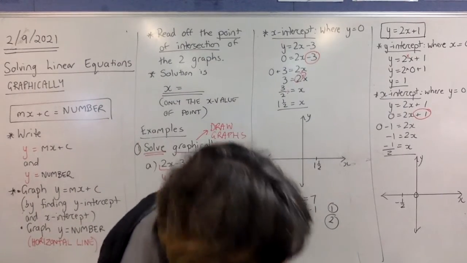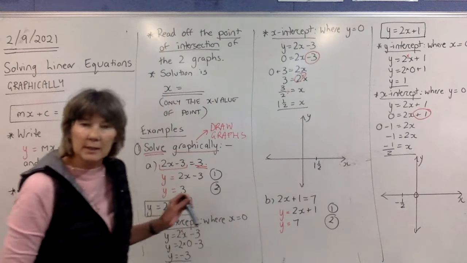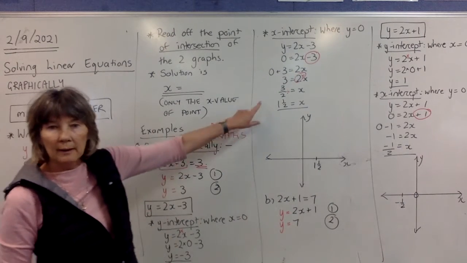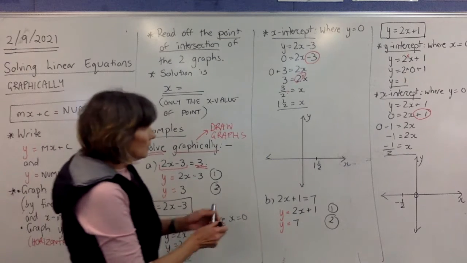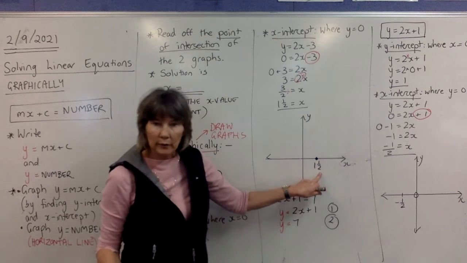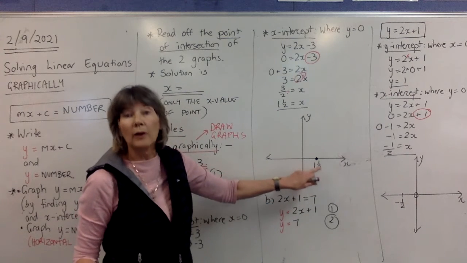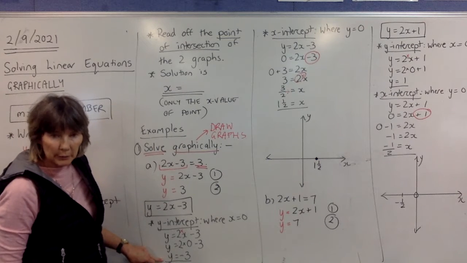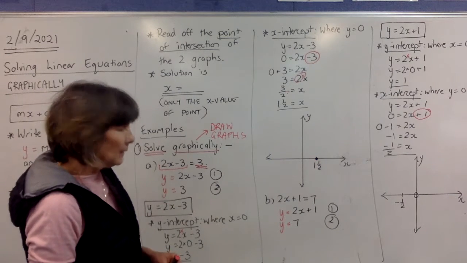Okay, so now we're going to put our y-intercept and our x-intercept on our graph. We have a y-intercept of -3 and an x-intercept of 1.5. I've already put the 1.5 on, so x equals 1.5, I've now got the point there. Now this one is y equals -3, so we're going to put that on in a minute.